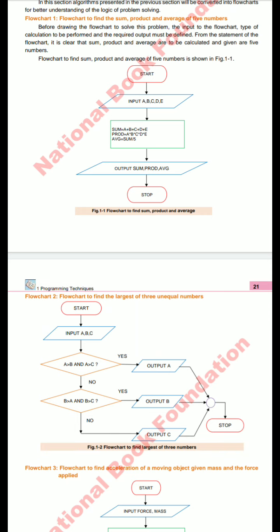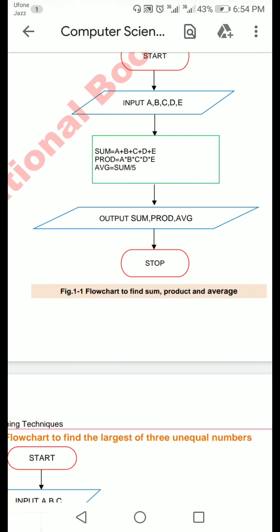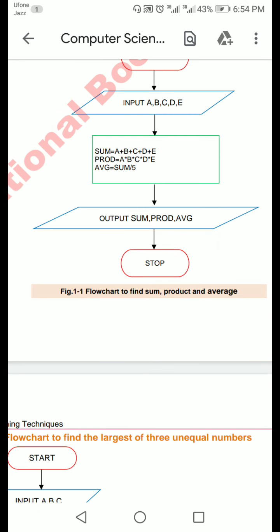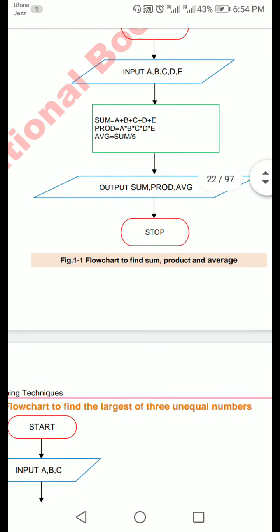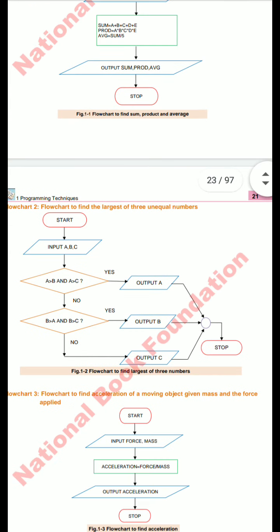In the third diagram, you have to put sum is equal to A plus B plus C plus D plus E, product is equal to A multiplied by B multiplied by C multiplied by D multiplied by E, and the average is sum over 5. This is your formula, and the result will go into the output, and your flowchart will stop.